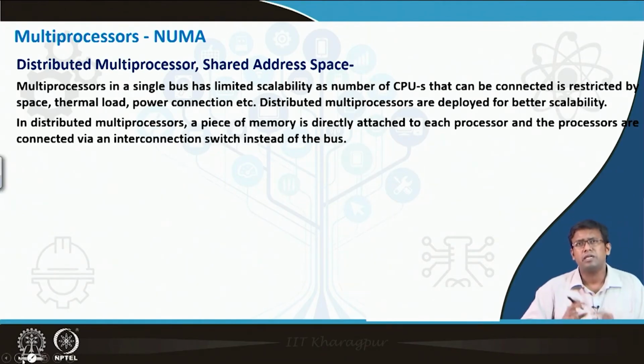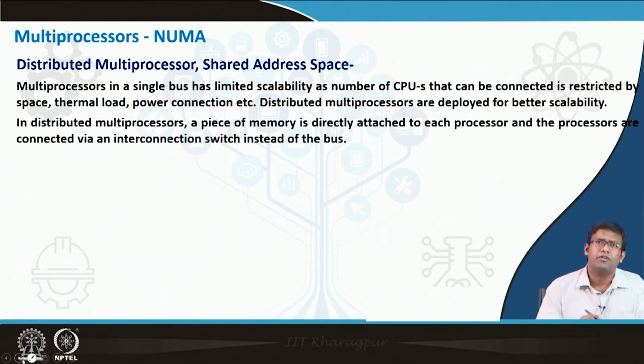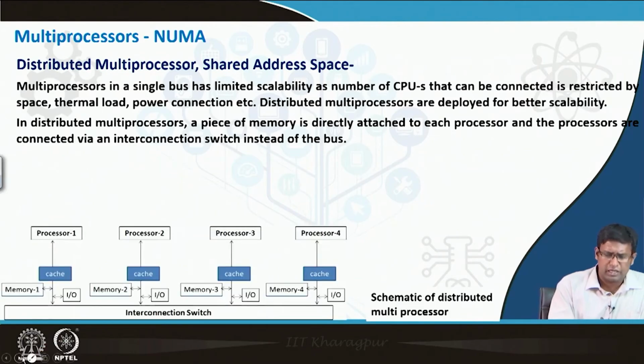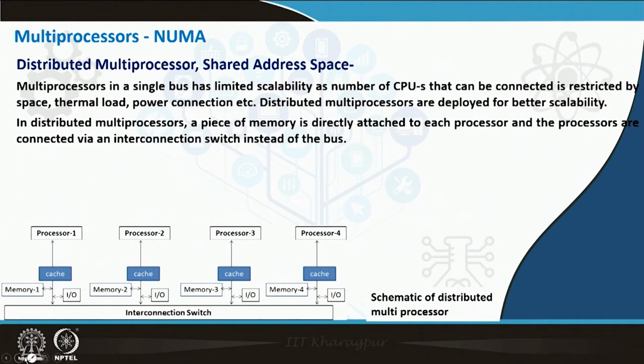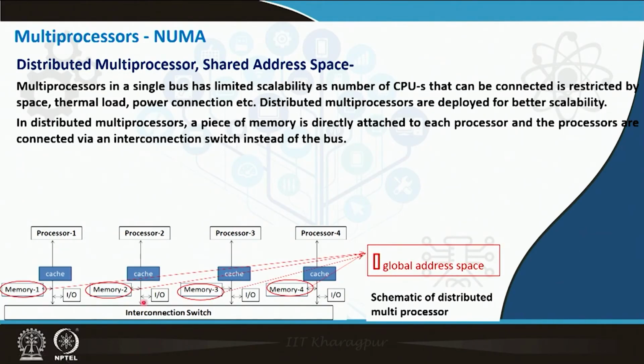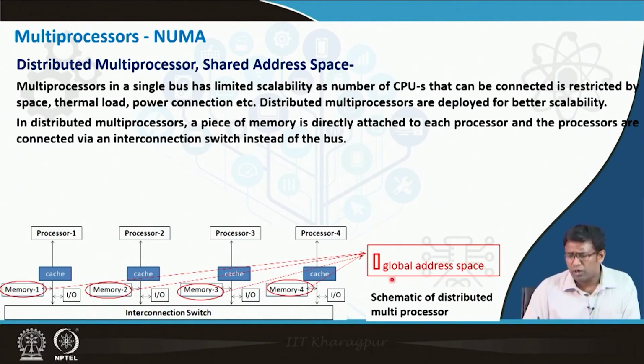In a distributed multiprocessor, each processor is attached directly to one piece of memory, and all the processors are connected to each other via an interconnection switch. Each processor has its own cache, its own memory, and its own input output, and all the processors are connected through an interconnection switch. However, we are talking about a shared address space system. Therefore, all these memories must be mapped to a common global address space.